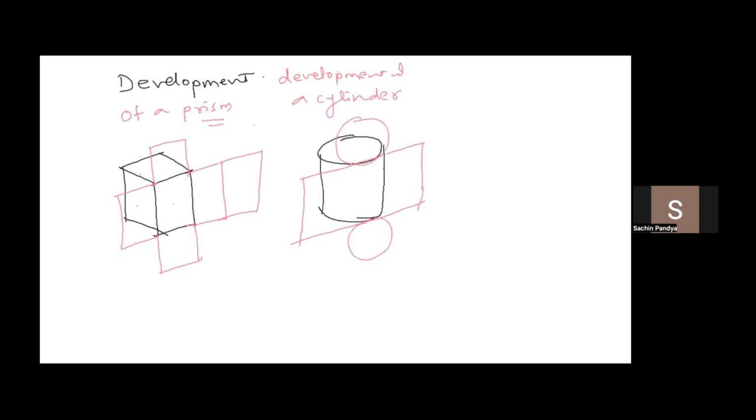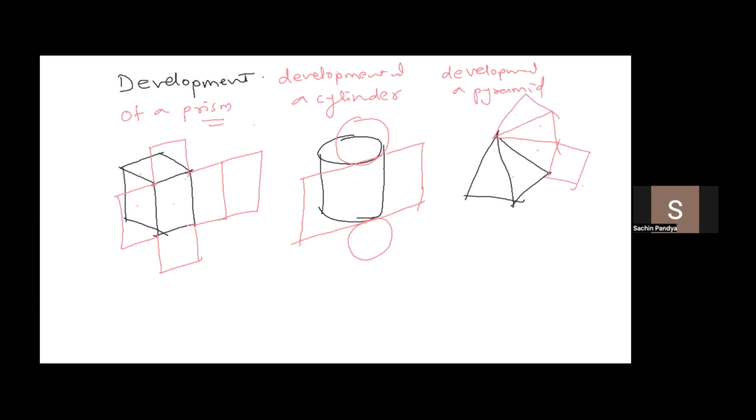Then we have development of a pyramid. Okay. So pyramid is like this. So when you open it, how will it look? It will appear as 1, 2, 3, 4 triangular faces with a base.